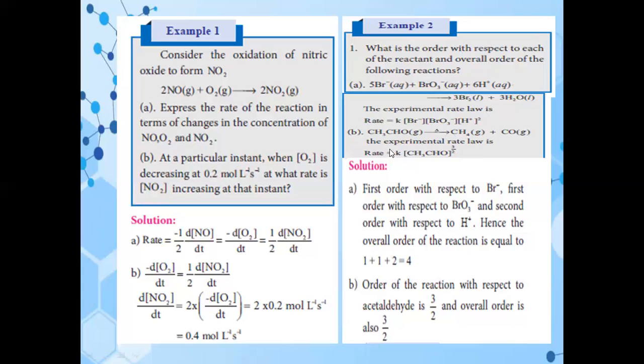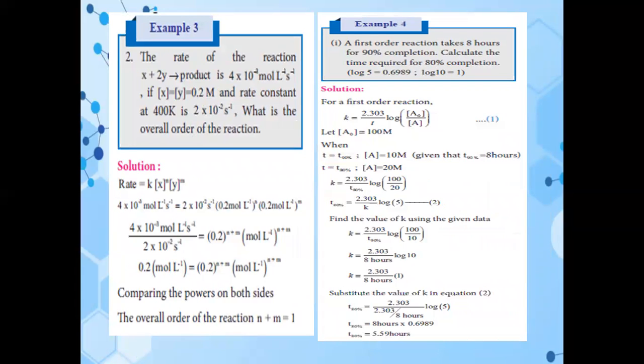In part B, acetaldehyde decomposes to give methane and CO. The rate law for this equation is, for CH3CHO, the order is 3 by 2. So the order of the reaction with respect to acetaldehyde is 3 by 2. So the overall order is 3 by 2, because there is only one reactant in the question.